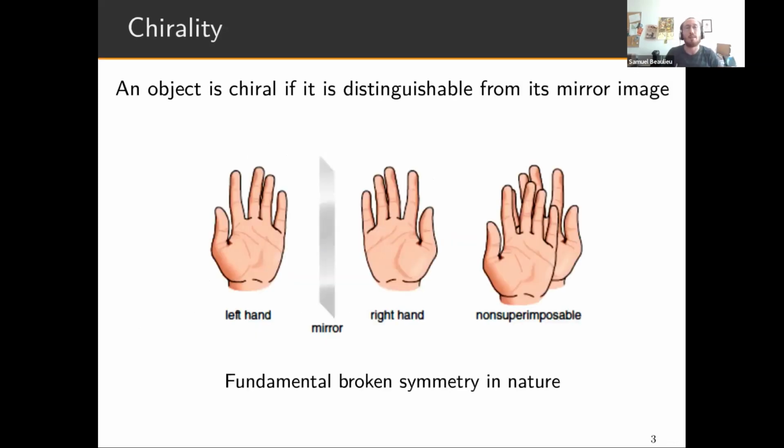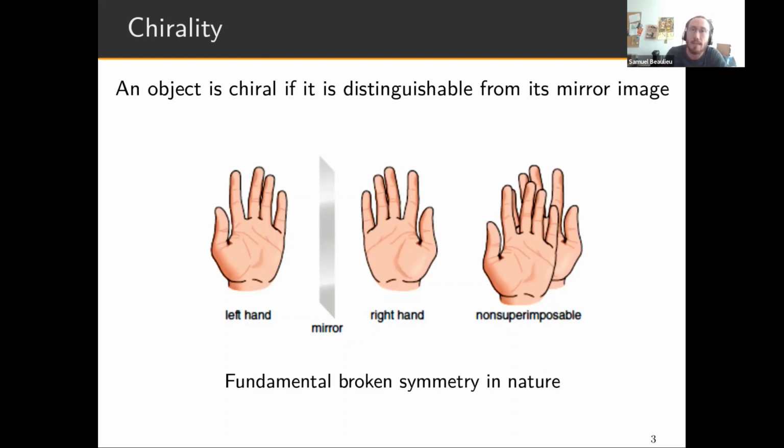So first, let me tell you what is chirality. An object is chiral if it's distinguishable from its mirror image. That means it cannot be superimposed onto it. One of the most emblematic chiral objects that we are all aware of is our hand. Our right hand is the mirror image of the left hand, but we cannot superimpose them on top of each other. So we say that this object is chiral.